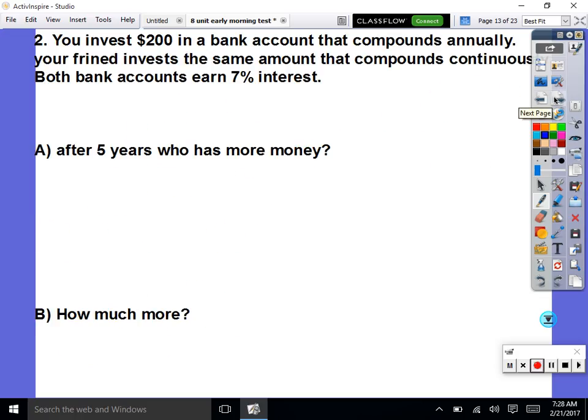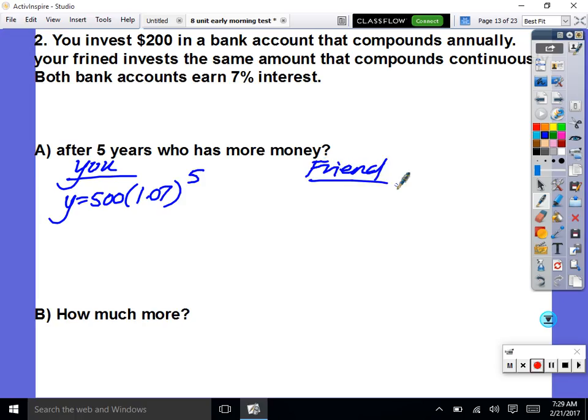So next one, you invest $500 in a bank account that compounds annually. That means just simple interest, not compounding continuously. Your friend invests the same amount that compounds continuously. Both bank accounts earn 7% interest. It says after 5 years, who has more money? So this is how you'd be showing your work. You would do y is equal to 500 times 1.07 raised to the 5 years, because you just got simple interest. But your friend got compounded continuously. So friend uses Pert: y is equal to P, the put down amount, 500, times e, which is just a number, right? And then raised to the rt.